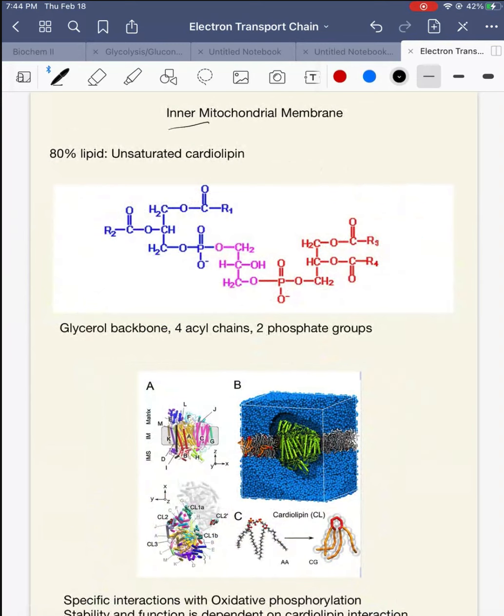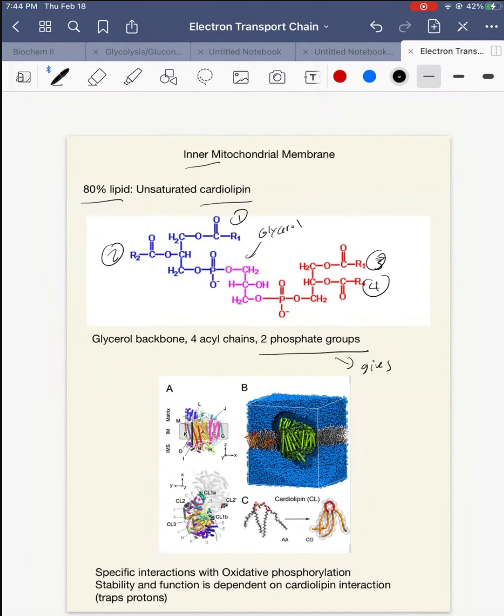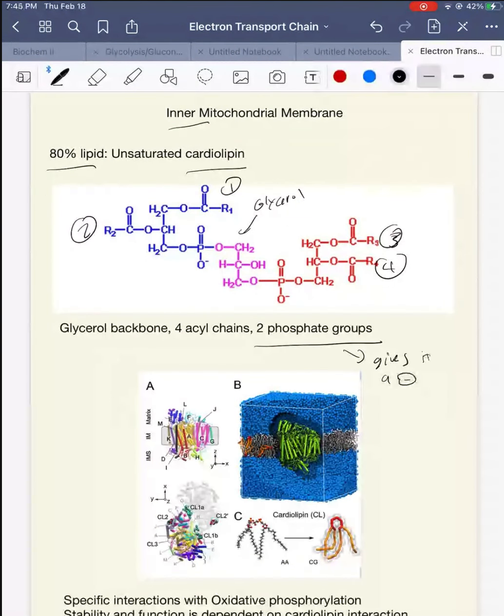mitochondrial membrane is made mainly of lots of lipids, and it has this lipid called cardiolipin. This cardiolipin is made of a glycerol molecule. So this is a glycerol, and then we have four acyl chains. So this is one, two, three, four. So we have four acyl chains, and then we also have phosphate groups, and this gives it a negative charge. And we'll see why this is important later when we talk about the proton gradient that we make.